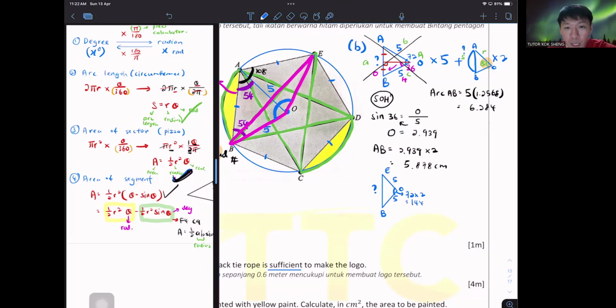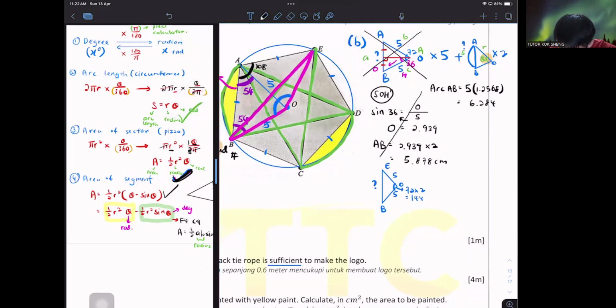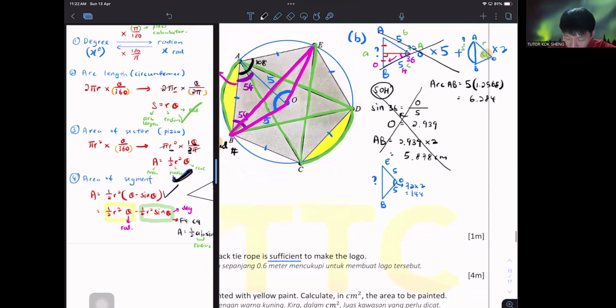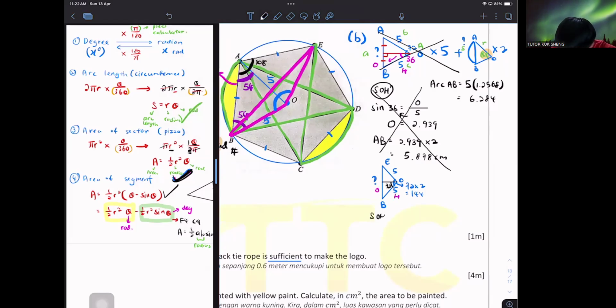Okay, never mind. Just change a bit. Repeat again. So this one no need already. No need already. Okay, this one also no need. Okay, let's go. So also kind of half as usual. So half will be 72 also. Opposite, hypotenuse, same. Okay, let's do it again.